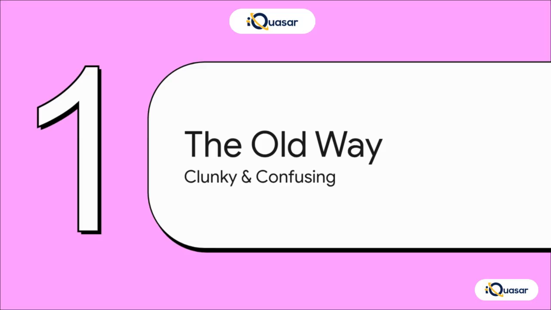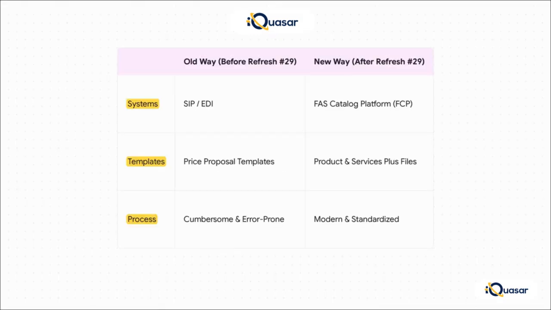Okay, so to really get why this is such a big deal, we've got to take a quick look back. Let's talk about the old way of doing things. The clunky, confusing systems that, let's be honest, have been driving contractors crazy for years. So for what feels like forever, submitting your catalog data meant battling with the Schedule Input Program, or SIP, and the Electronic Data Interchange, EDI. I mean, these were legacy systems that depended on manual price proposal templates. The whole process was just clunky. It was a breeding ground for errors, and those errors led to some major delays.